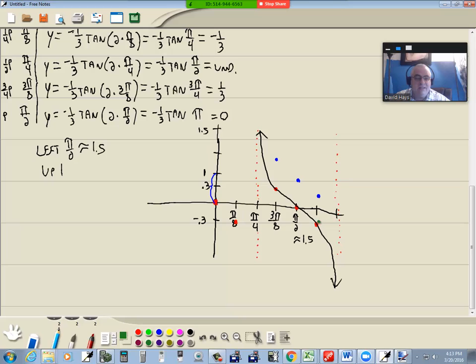And again, the distance of 1.5 is about that distance right there. And this one, move about that distance. And this one about that distance. So as close as I'm going to get it, that would be our graph there.